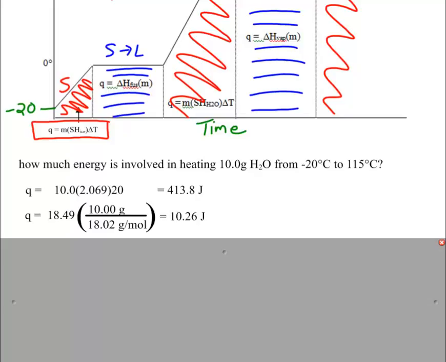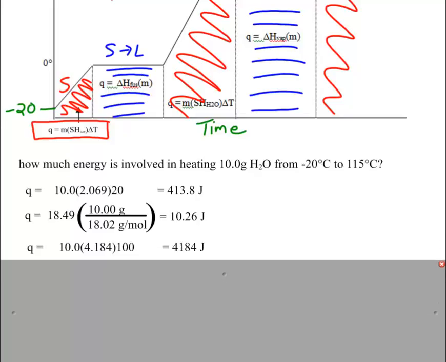Now I have liquid water. I'm going to heat the liquid water from 0 to 100 degrees Celsius. That gives me a delta T of 100 degrees Celsius. So I'm going to take same mass, specific heat of liquid water now, delta T is 100 degrees, and I get 4,184 joules. So I've got 3 of my 5 done.